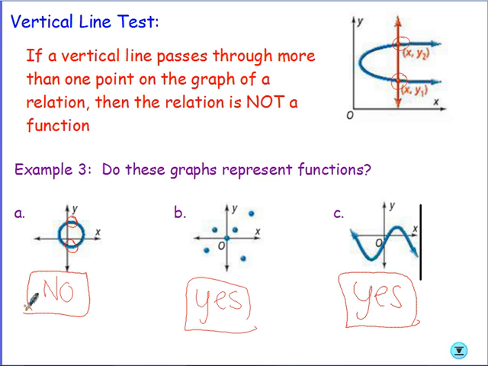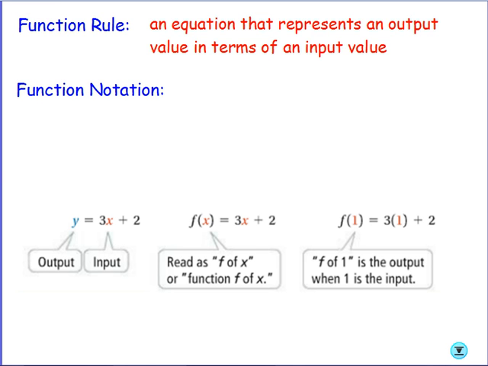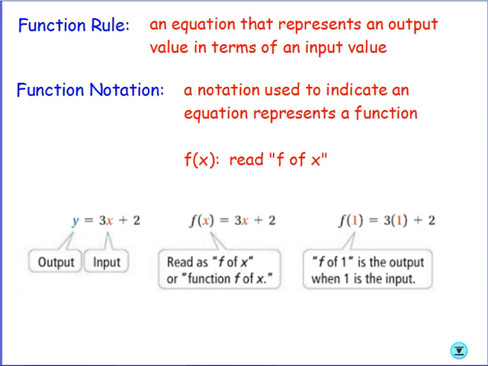Let's look at the next vocab word. A function rule. A function rule is an equation that automatically represents an output value in terms of an input value. Okay, these are now equation forms of functions. Function notation is a notation used to indicate an equation automatically represents a function. And here's your important notation.